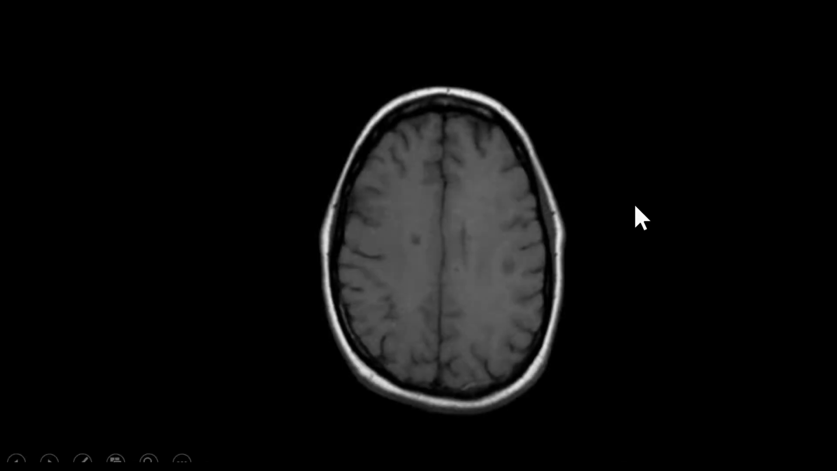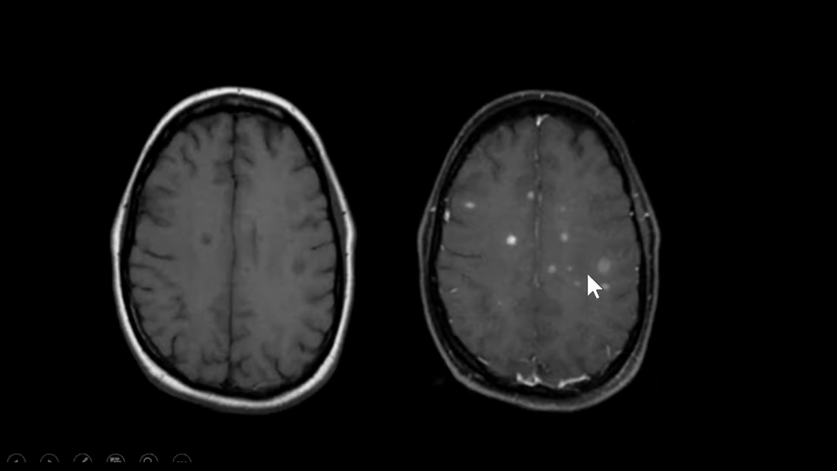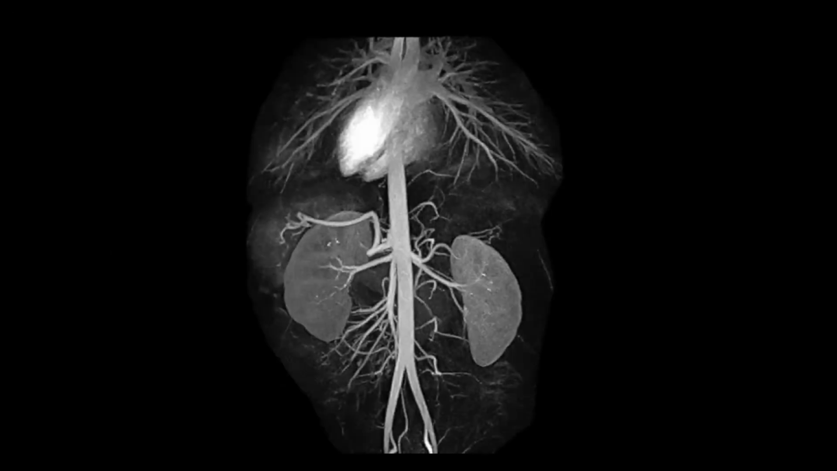The other thing we have is contrast. Just like on CT, it may be hard to see metastatic disease without contrast, but if I give contrast, I can see these enhancing METs very easily in the brain. So anytime you're thinking about tumor or infection, that's when we're thinking about giving contrast on that study.